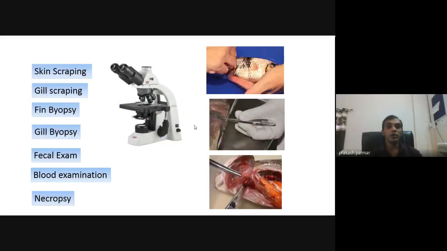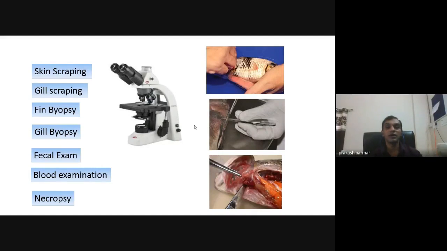So another common way of diagnosis is fin scraping. Then take the mucus from the skin and observe it in the microscope. So if any bacterial infection is there, bacteria are present, or parasites are there, or any fungal infection is there, it can be seen here with the skin scraping.